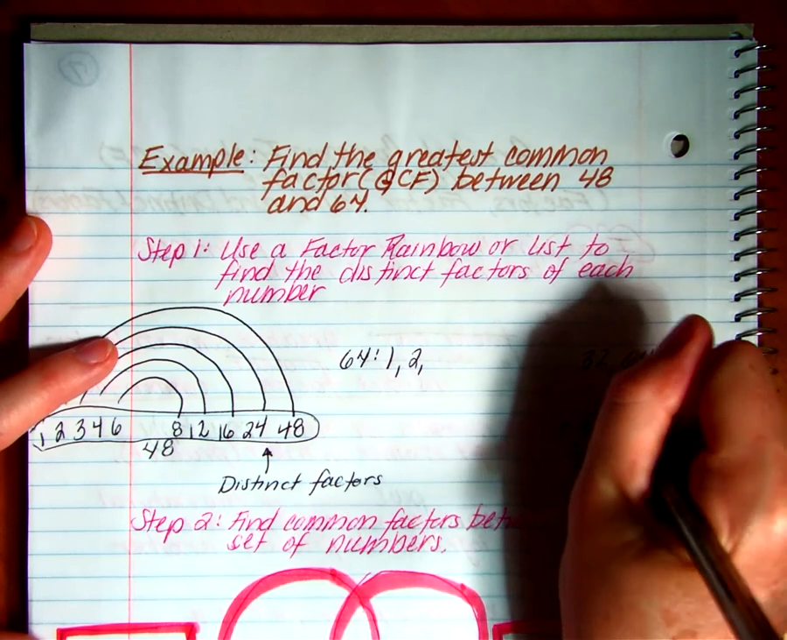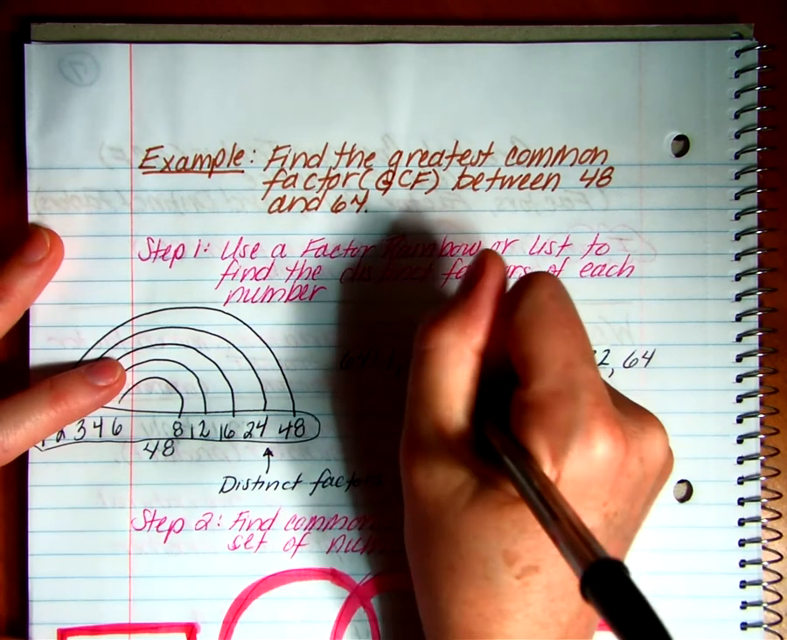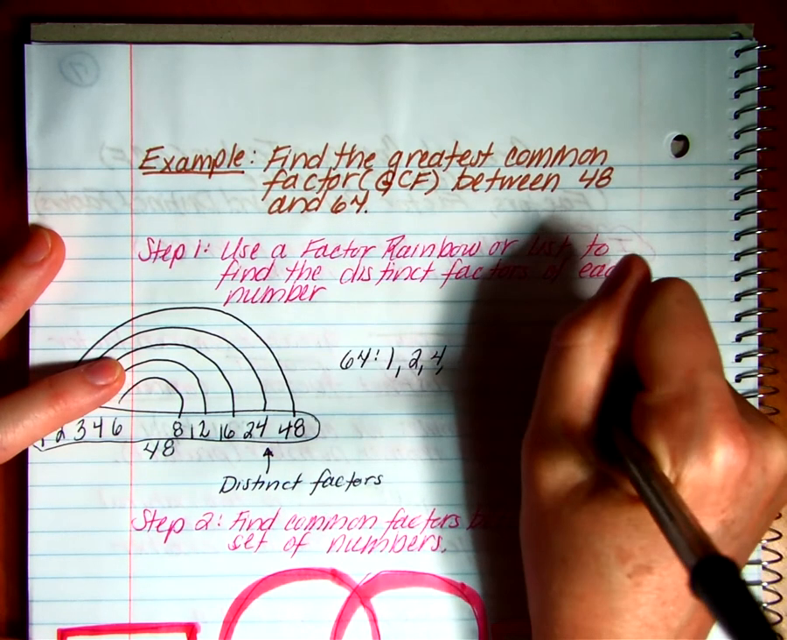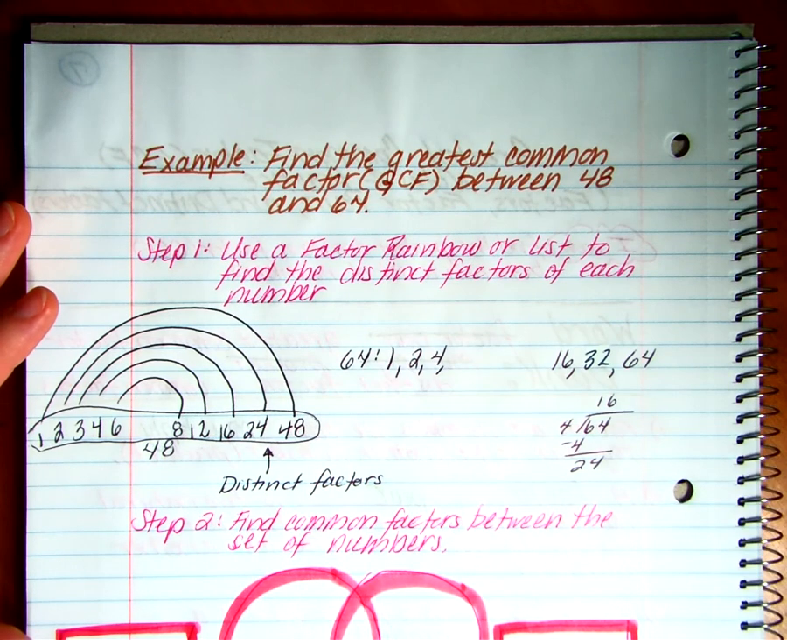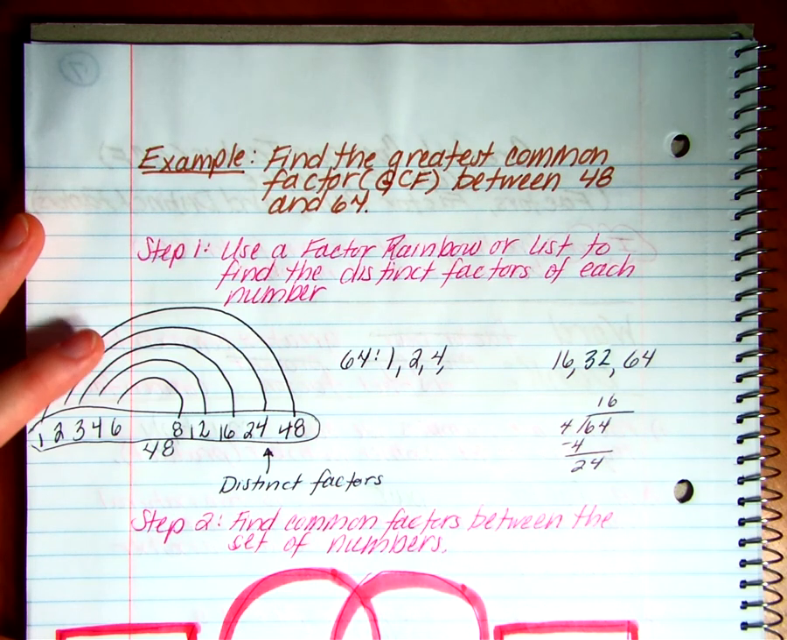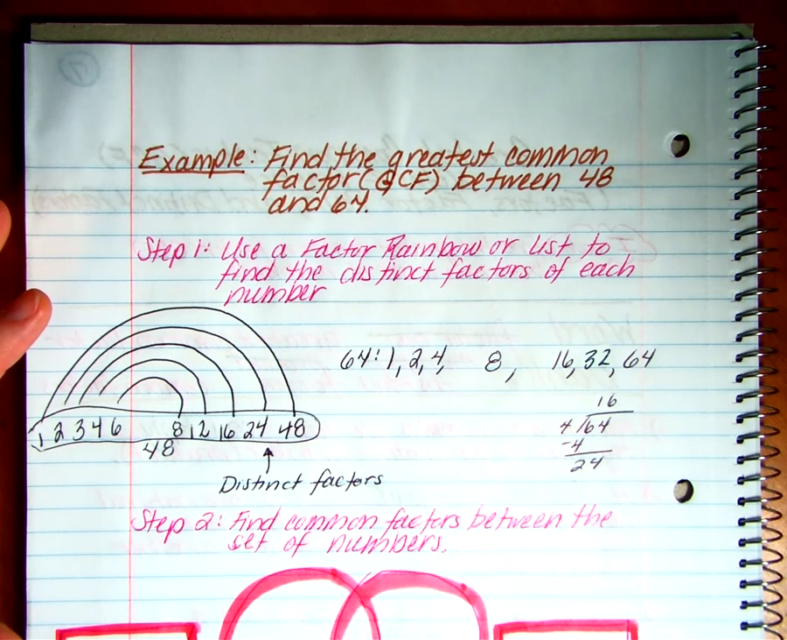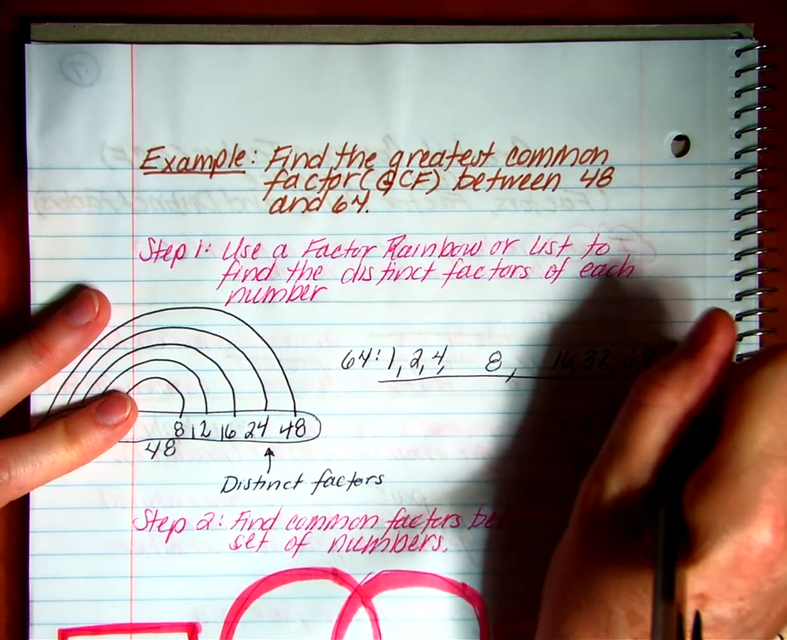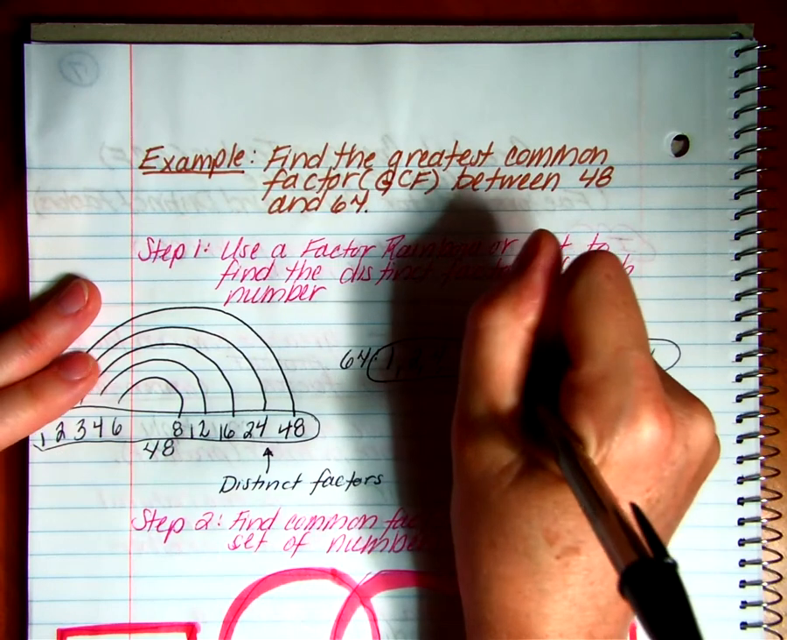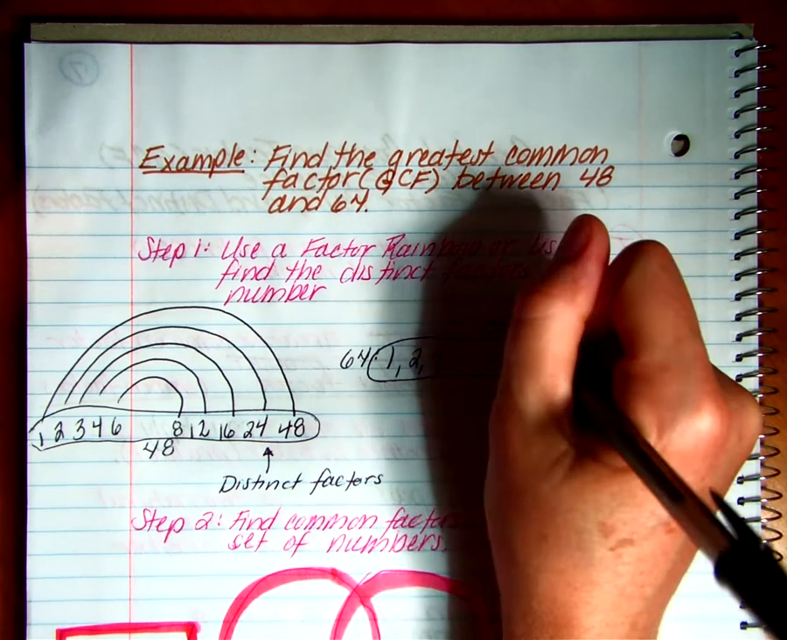Four goes into 64 16 times. Okay, 4 and 16. 5 doesn't work. 6 doesn't work. 7 doesn't work. What about 8? 8 times 8. 9 doesn't work. 10, 11, 12, 13, 14. All right. So this group here are the distinct factors of 64.